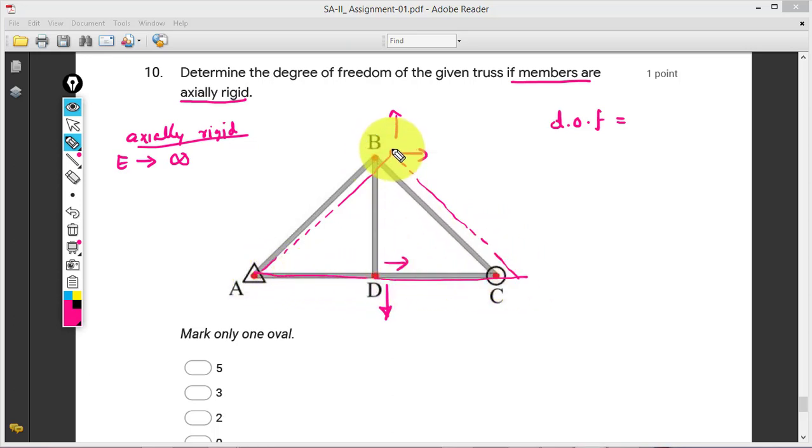So this point B has moved to this point, so the length of these members has changed. There will be some axial deformation in the member. The length of AB was initially some value, and after deformation the length may increase or decrease. That means there is some change in length, or axial deformation, delta equals PL by AE. But if your members are rigid, your Young's modulus is infinity, so delta will tend to 0. That means the position of B won't be changing.